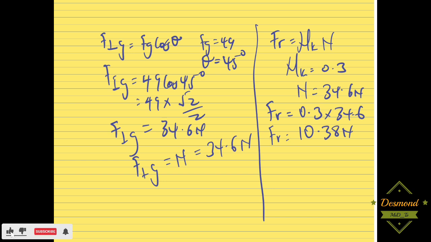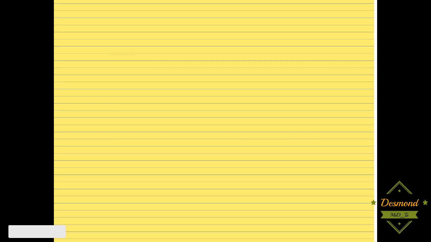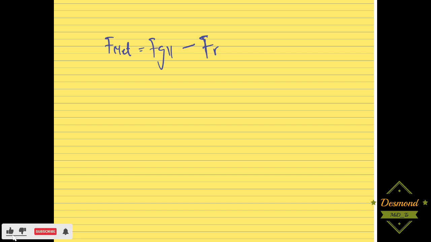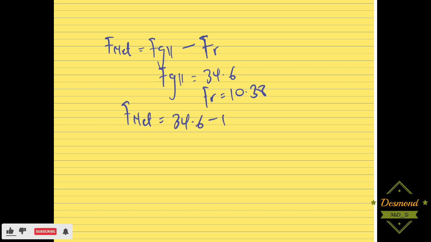Now, when we are done, we will find our net force and the acceleration. Let's find our net force first, then we'll find our acceleration. The net force will be the parallel gravitational force minus the frictional force. We know our parallel gravitational force to be 34.6 and the frictional force to be 10.38. So our net force will be 34.6 minus 10.38, which is 24.22 newtons.